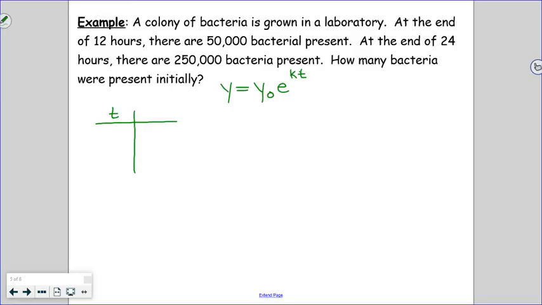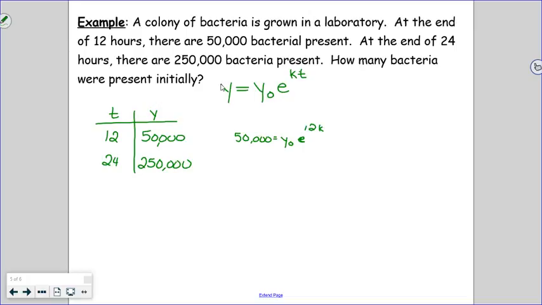At time equaled 12 hours, we had 50,000 bacteria, right? And at time equaled 24 hours, we had 250,000 bacteria, okay? And so putting those numbers into the appropriate places in your equation, these are t and y values, which would be here and here. So we would have like 50,000 equals y sub 0 e to the k times 12.